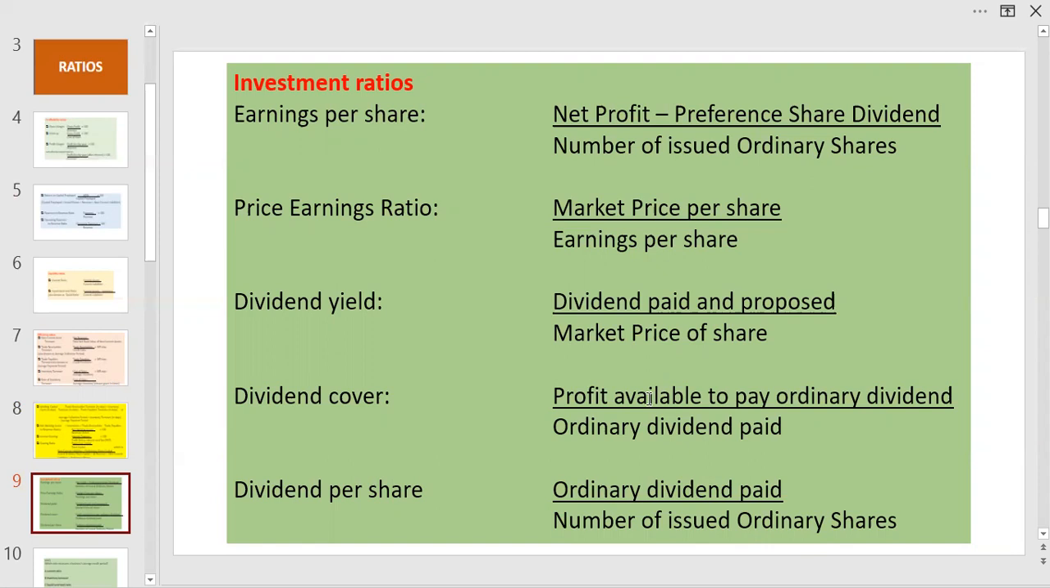Dividend cover is profit available to pay dividend into the dividend actually paid. Dividend per share is similar to earnings per share. Here, instead of profit, it is the dividend.